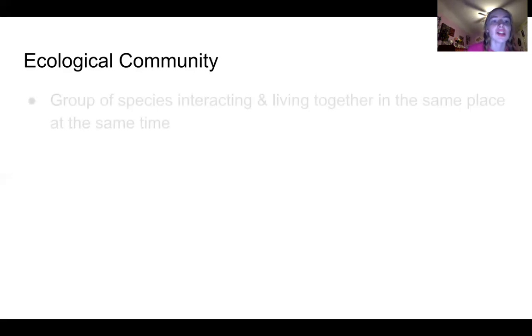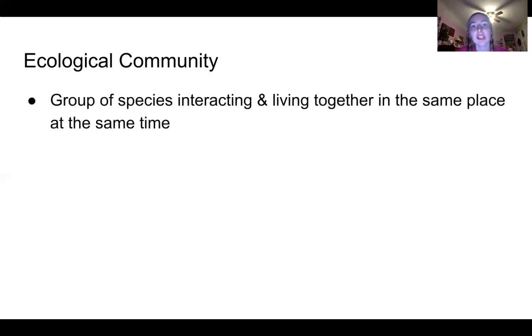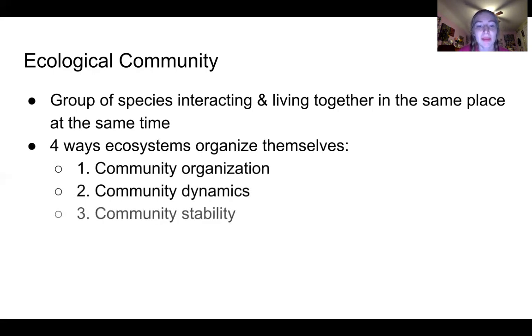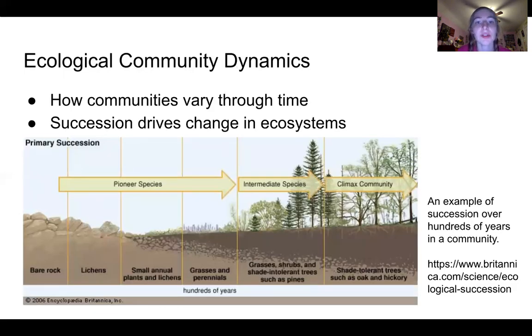An ecological community is a group of species interacting and living together at the same time in the same place. And there are 4 ways an ecosystem can organize themselves: through community organization, community dynamics, community stability, and historical community. And ecological community dynamics are really how the communities vary throughout time. And succession drives this variation in communities, because they can be in succession for long times or not, depending on natural disturbances. So here's just the example of primary succession over about a couple hundred years, and you can see how it goes from the pioneer species all the way to the climax community.